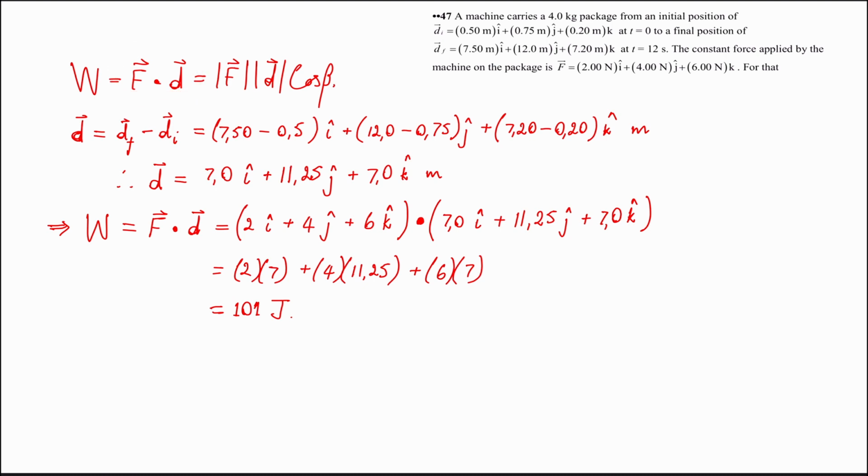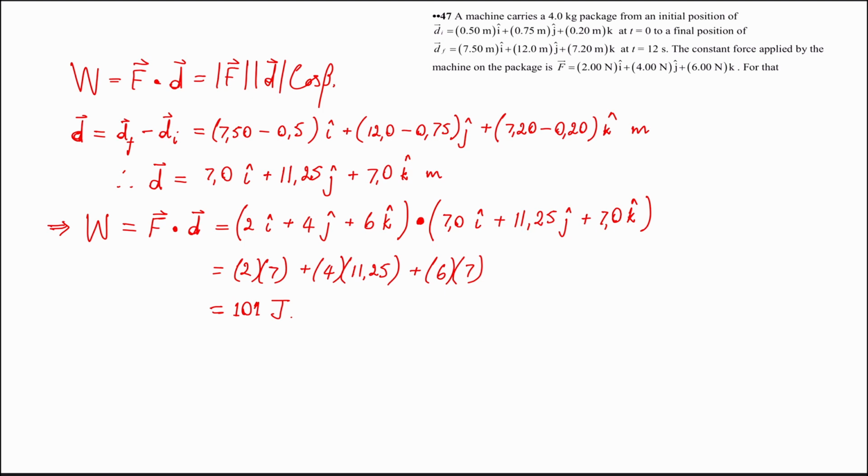First, we need to find d bar, and d bar here will be the displacement. Unfortunately, here we use the same symbol for position and for displacement, but I think it should be clear that by finding the change in position, we obtain the displacement. And if we were to go through with it, we will find that our displacement vector will look like this: 7.0 meters in the I hat, 11.25 in the J hat, and 7.0 in the K hat.